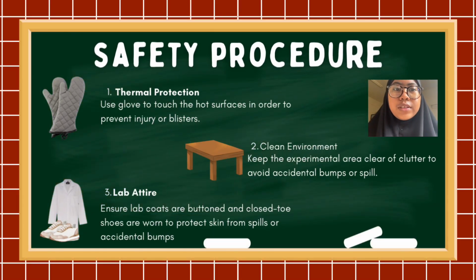So, for the safety procedure, firstly is thermal protection, where we use gloves to touch hot surfaces in order to prevent injury or blisters. Second is a clean environment, where we keep the experimental area clear of clutter to avoid accidental bumps or spills. And lastly, lab attire, where we have to ensure lab coats are buttoned and closed-toe shoes are worn to protect skin from spills or accidental bumps.